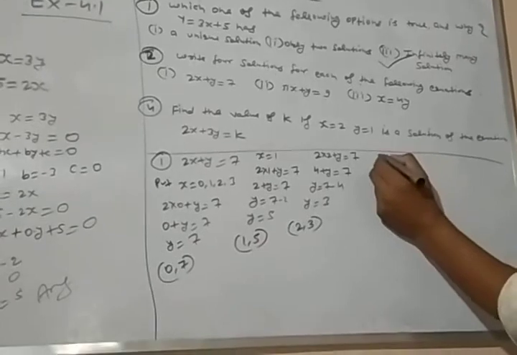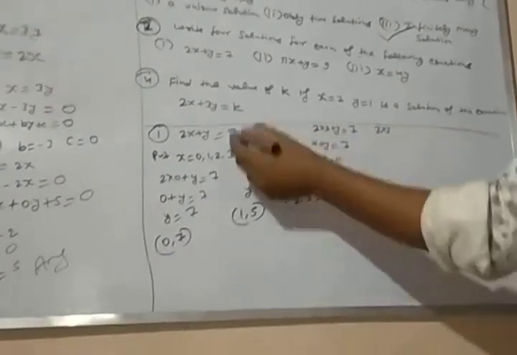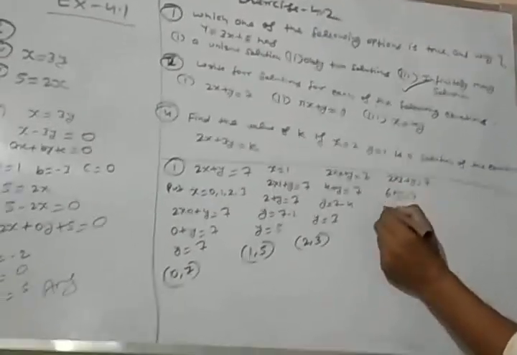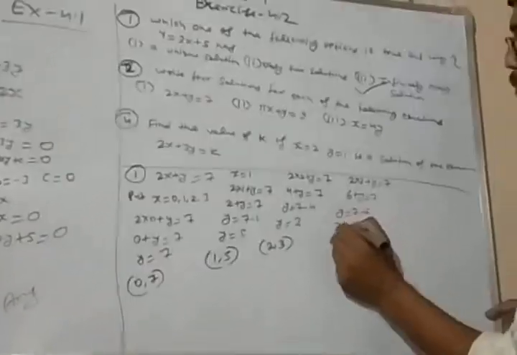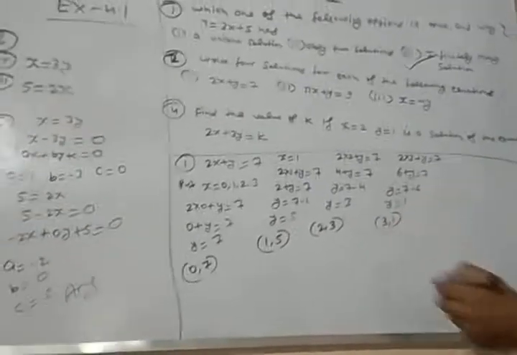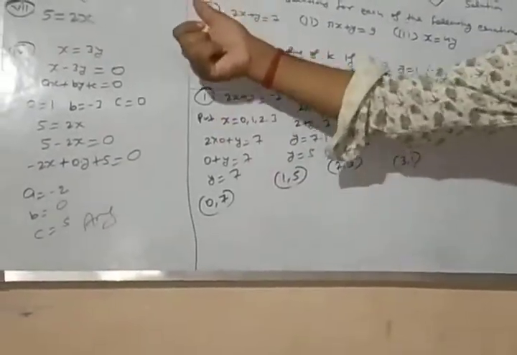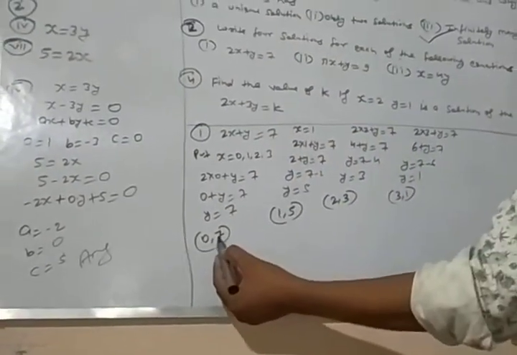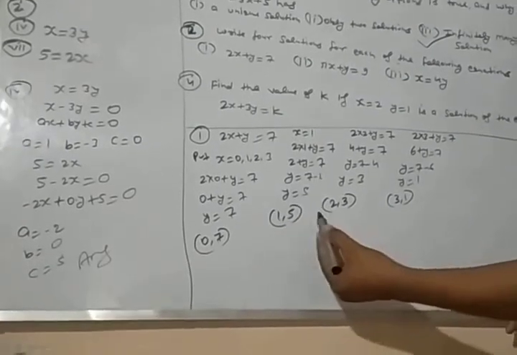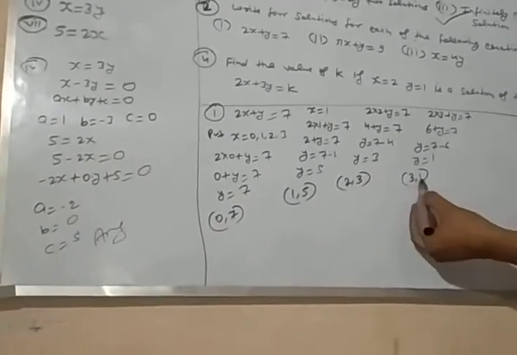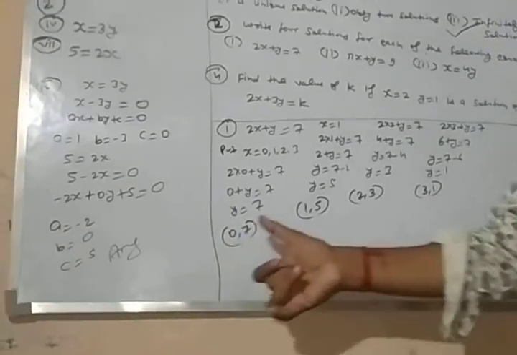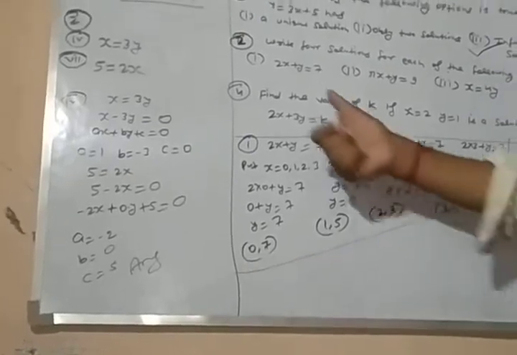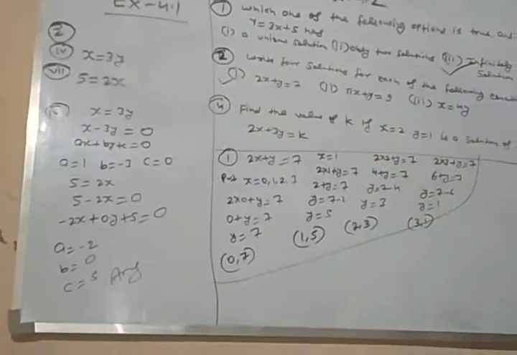Fourth, 2 into 3 plus y is equal to 7. 6 plus y is equal to 7. 2 threes are 6. y is 7 minus 6. y is 1, means 3, 1. Now question number 2 of the first part, 2x plus y is equal to 7, 4 different solutions. देखो 0, 7 फर्स्ट सोल्यूशन है, सेकेंड 1, 5 है, थर्ड 2, 3 है और फोर्थ 3, 1. डिफरेंट सॉल्यूशंस हो गए 1, 2, 3, 4. ओके स्टूडेंट, दिस इज द 4 डिफरेंट सॉल्यूशंस ऑफ द 2x plus y is equal to 7.